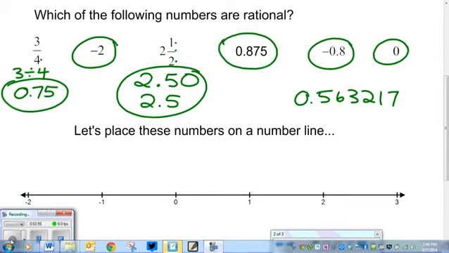So unless you can read my mind, you don't know what's coming next. So that would be an irrational number. It is not rational. It is not predictable. So we're going to put these values on our number line.